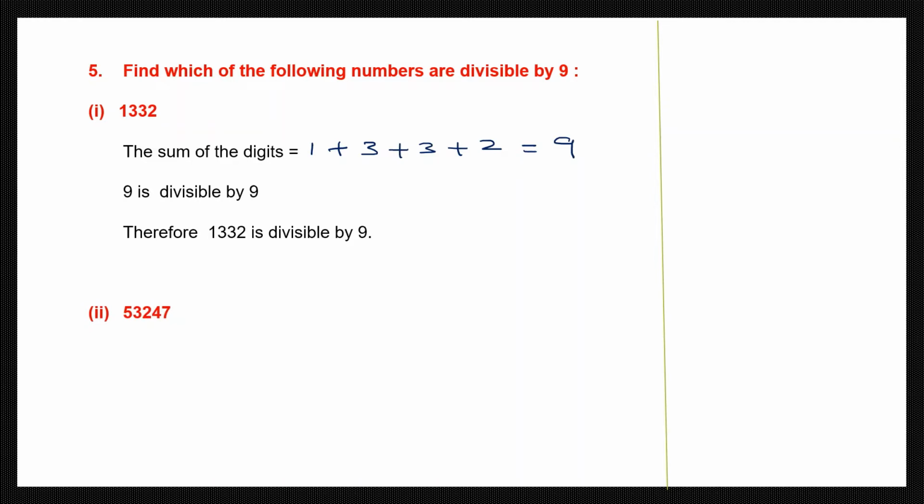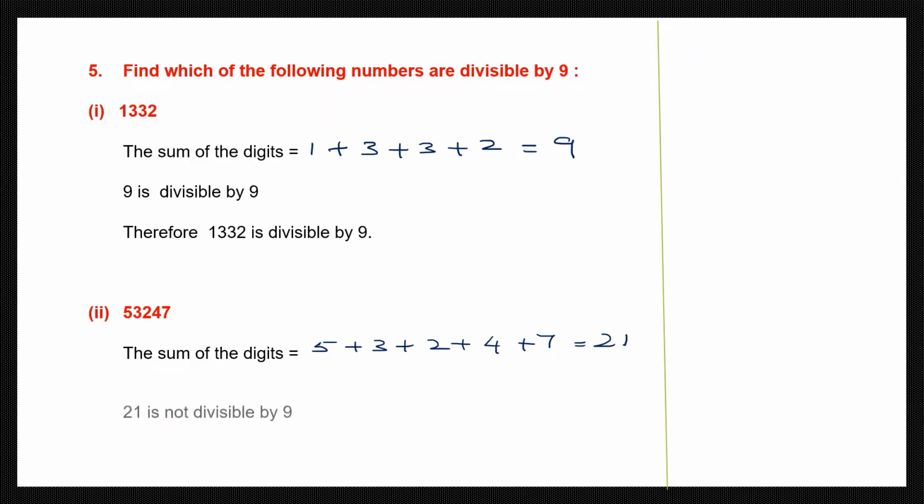Question 2. 53,247. Let's find the sum of the digits. 5 plus 3 plus 2 plus 4 plus 7. 5 plus 3 is 8 plus 2 is 10. 10 plus 4 is 14. 14 plus 7 is 21. Now 21 is not divisible by 9. Okay, so since it is not divisible by 9, the number 53,247 is also not divisible. So let's add that word, not divisible by 9.